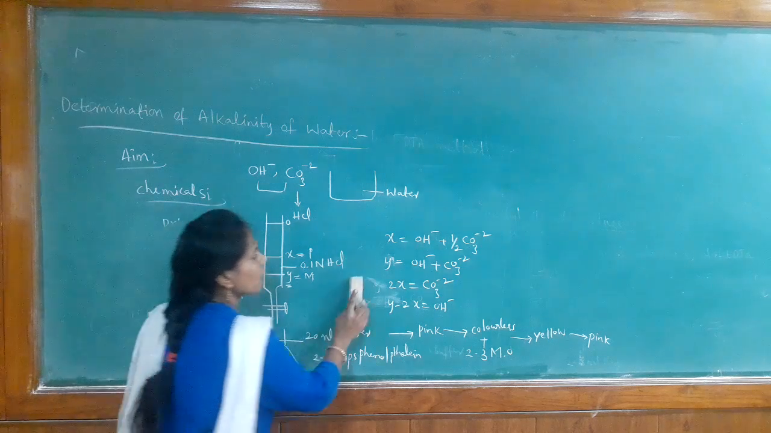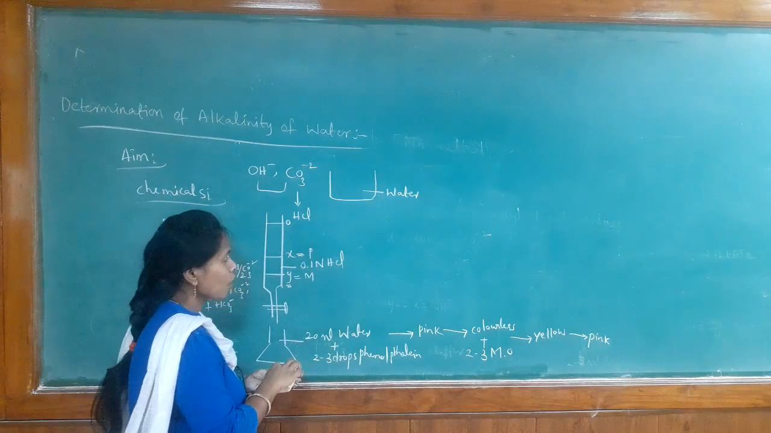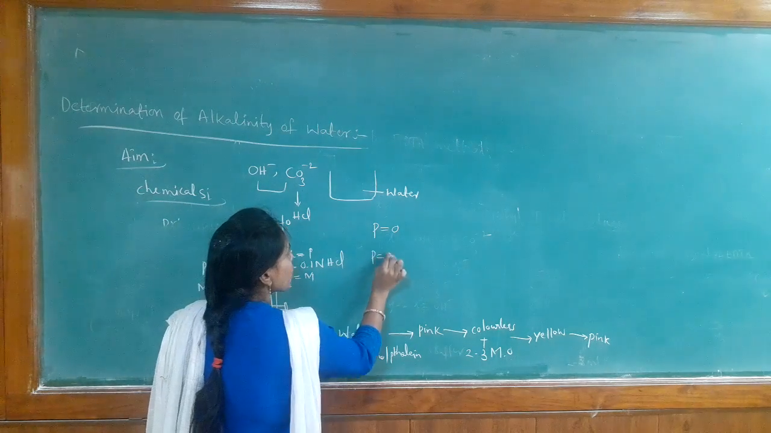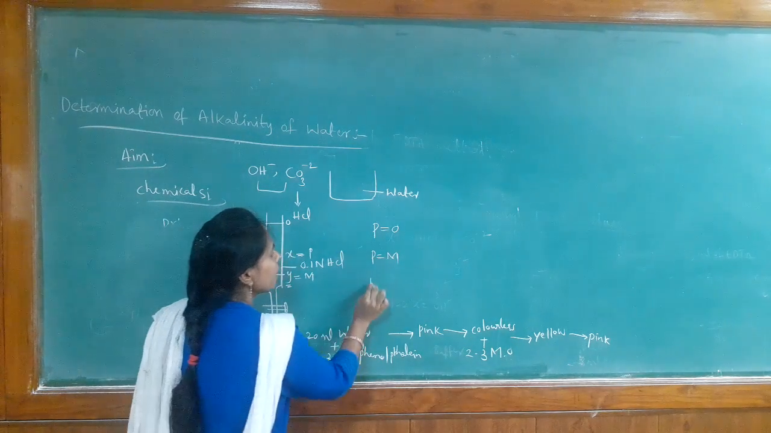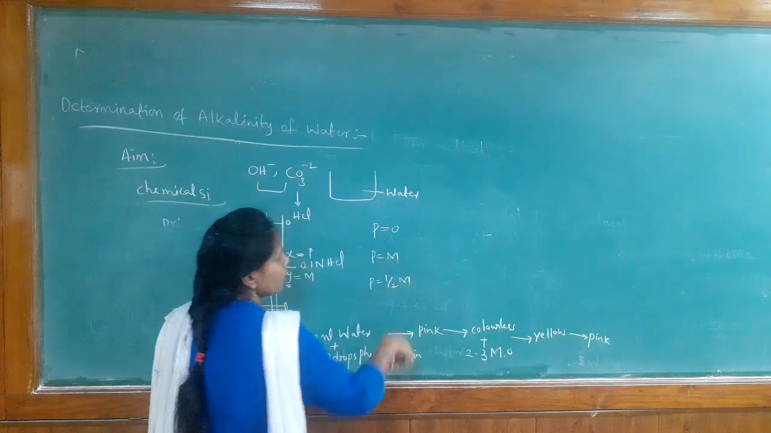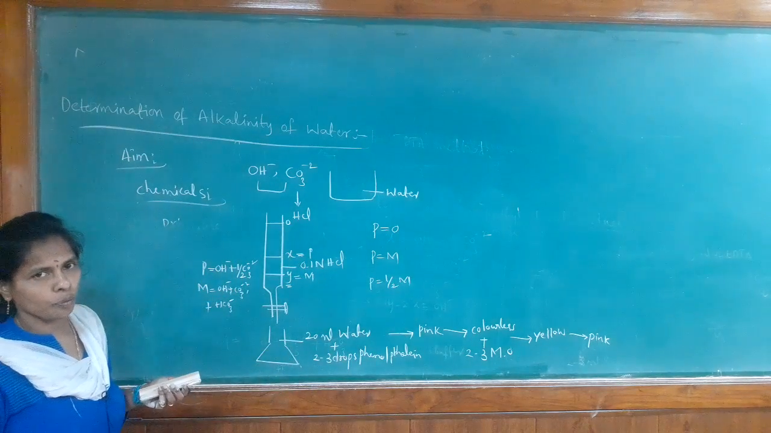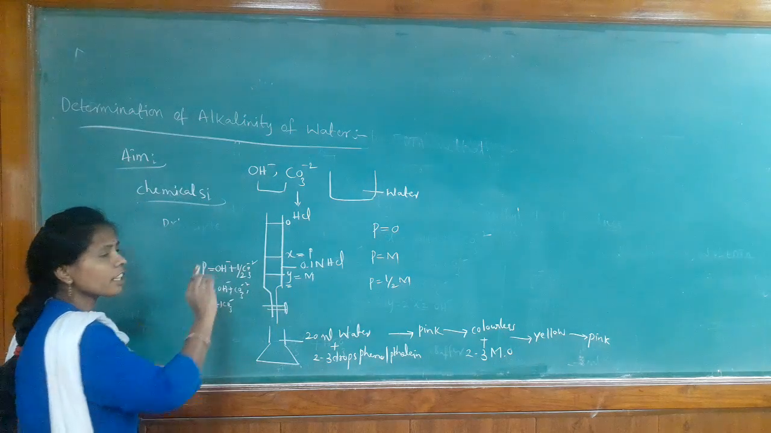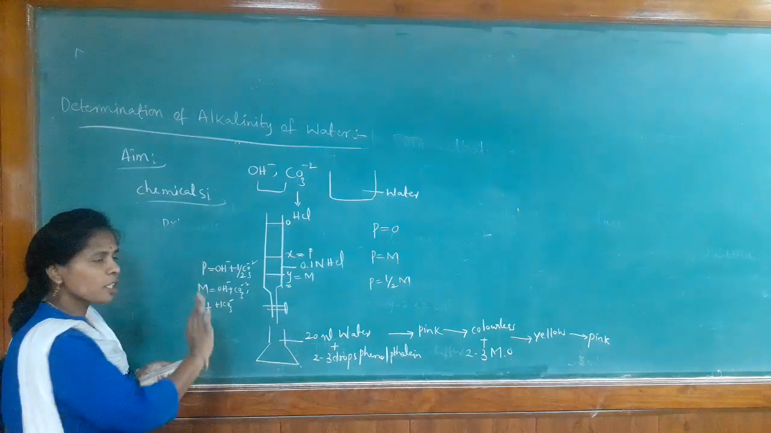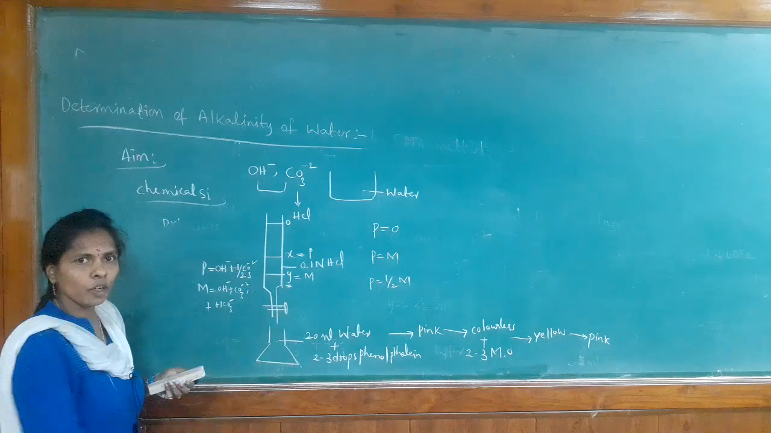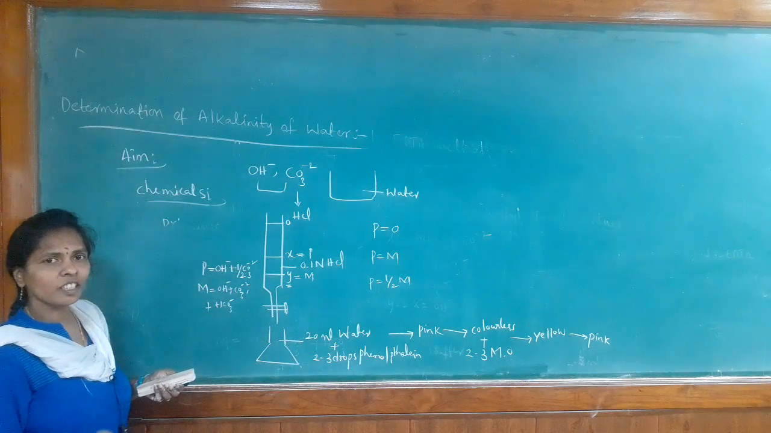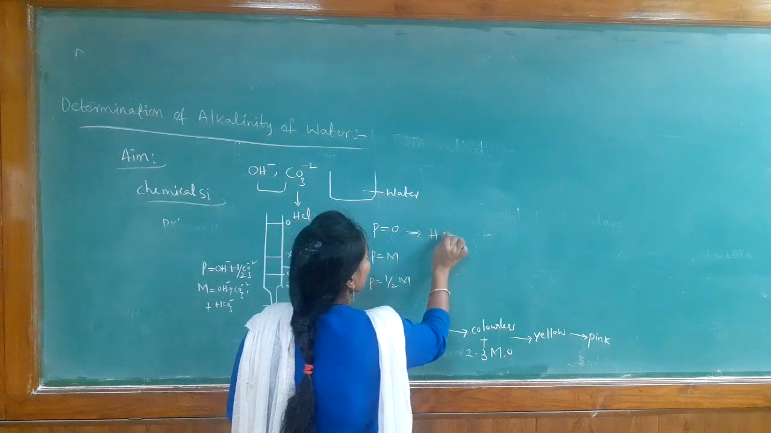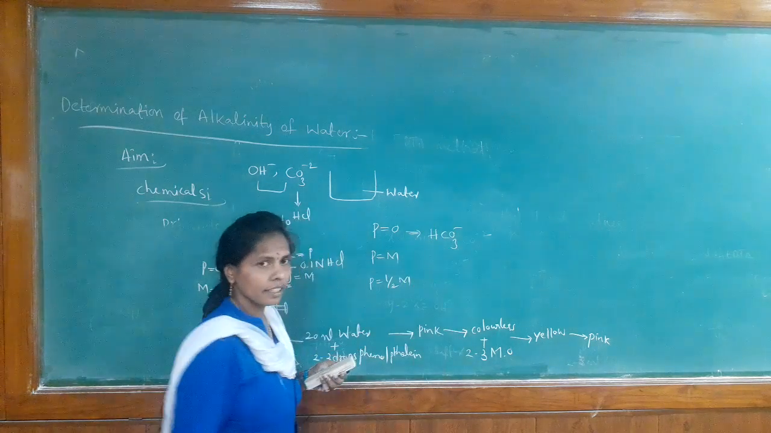Those values are: P equals 0, P equals M, and P equals half M. What is P equals 0? P equals 0 means these ions are not present. That means OH minus ion is not present and carbonate is not present. Which ion is present? Bicarbonate ions are present, so only bicarbonate alkalinity.